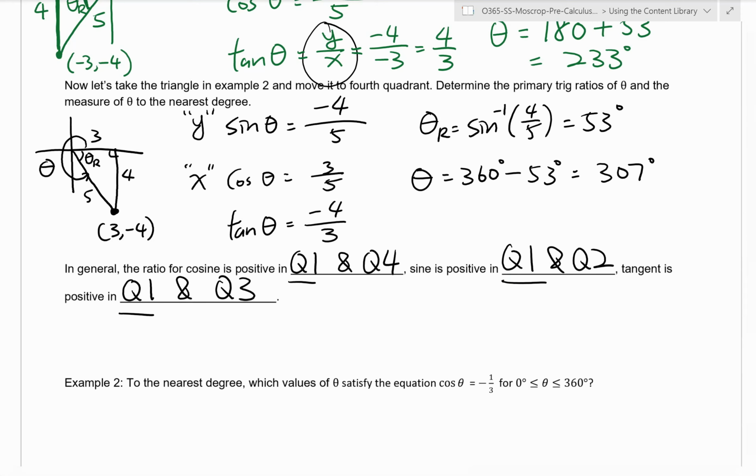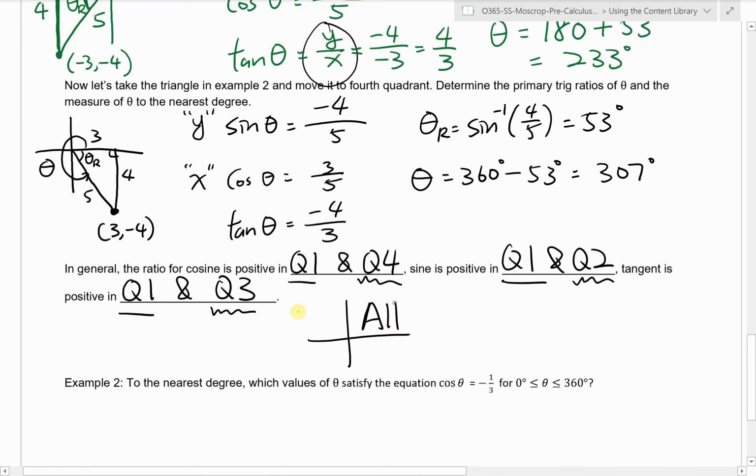However, sine is positive in quadrant 2, tangent is positive in quadrant 3, and cosine is positive in quadrant 4, and no other trig ratios are positive in quadrant 4. So we actually have this rule. It's called All Students Take Calculus. I'm just going to write down A. All Students Take Calculus. A stands for all.